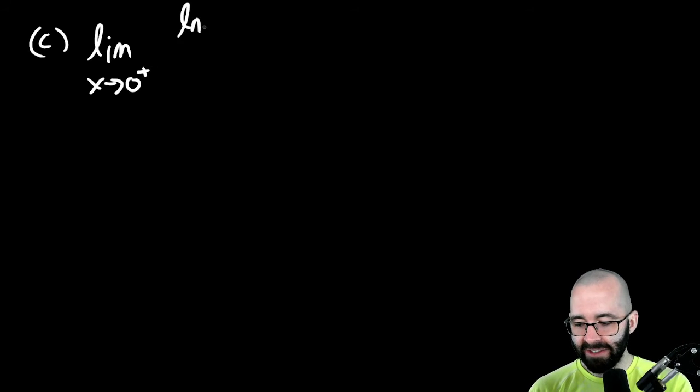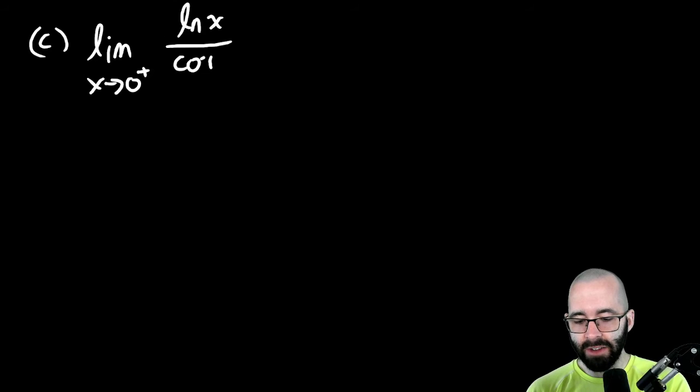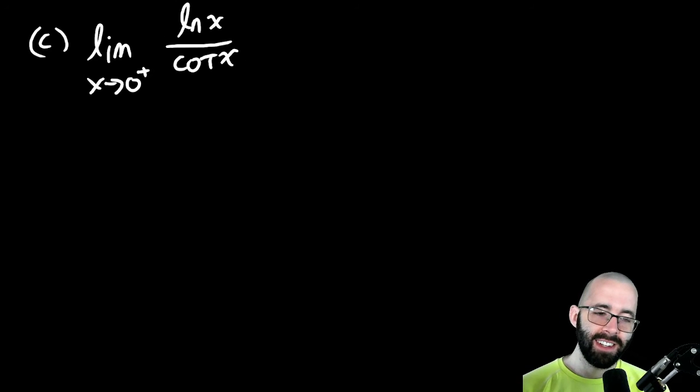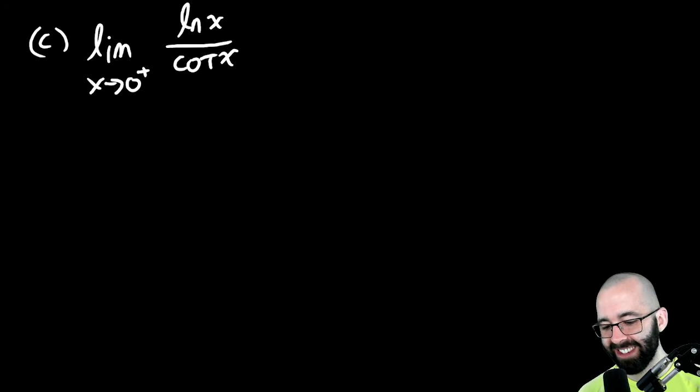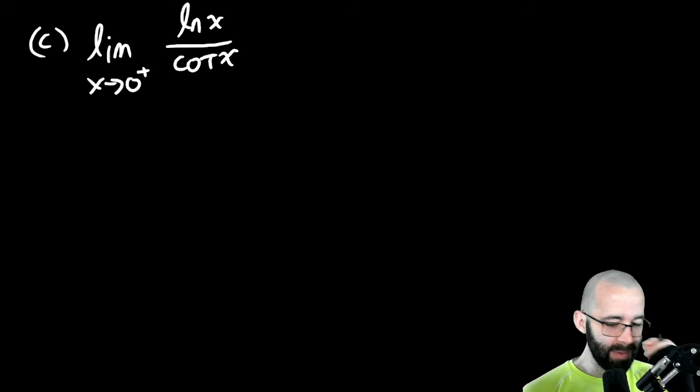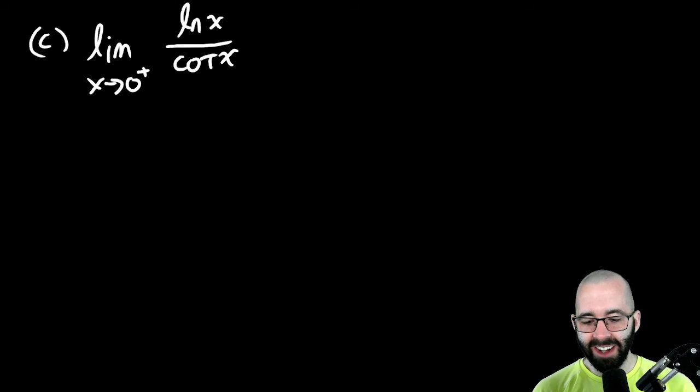Let's do another one, part C. It's just 5 examples in this video. The limit as x goes to 0 from the right of the natural log of x divided by our good friend cotangent. You're really going to have to remember all of your derivatives from chapter 3. This is good practice for like a final.